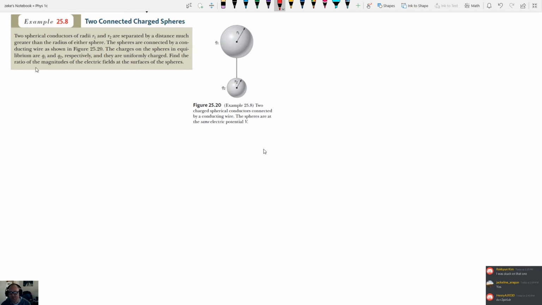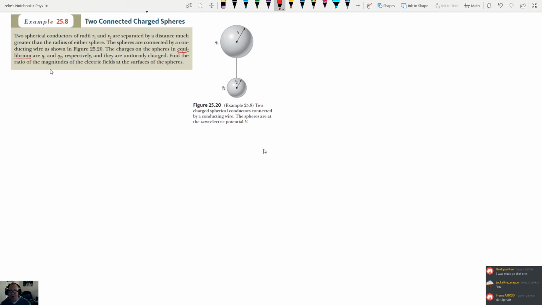Okay, the charges on the spheres are in equilibrium, so that's important. They are Q1 and Q2 respectively. The idea would be if I were to add a little bit more charge to this one, that charge would tend to spread itself proportionally out between these two spheres. So we're at equilibrium, and these are the values of the charges.